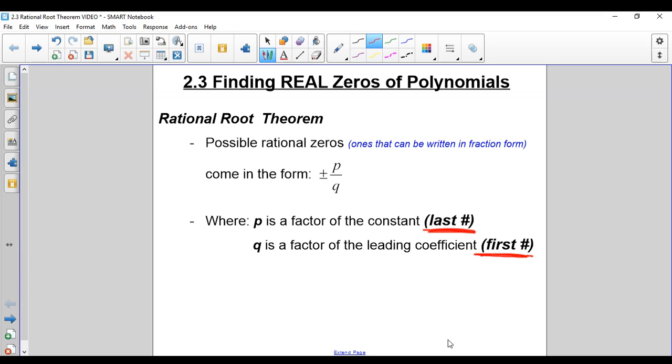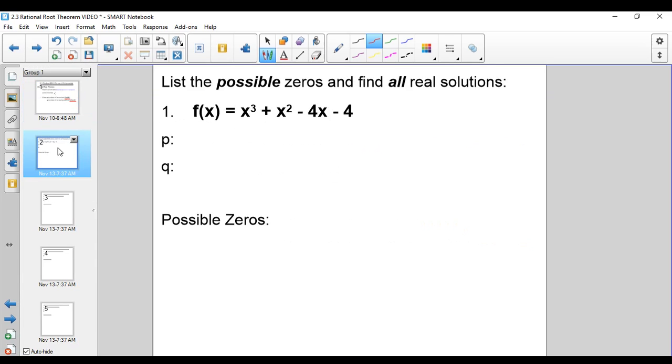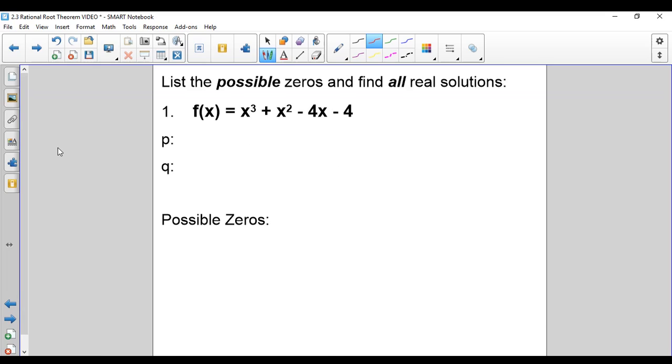I'm giving it to you in order. You're not going to have to mix things around or anything like that. It's the last number over the first number. Factors of the last over factors of the first. So let's check out some examples. I have 4 examples here for us. So I need you to list all the possible zeros, and then I need you to find all the real solutions. And we're going to use synthetic division just like we did last week.